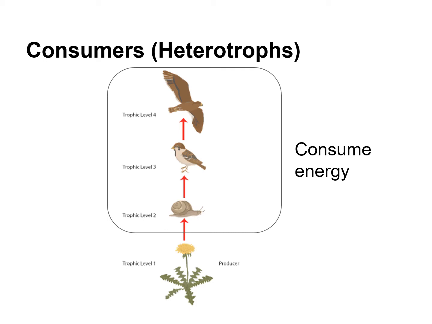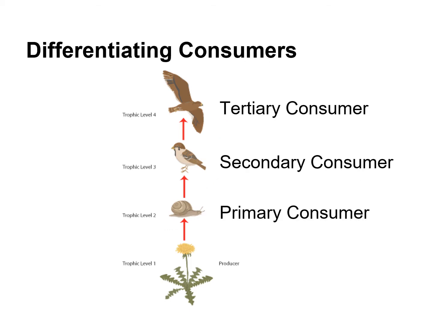Snails can't produce their own energy. They have to consume the flower. This bird right here can't make its own energy. It's going to consume the snail. This bird on top can't make its own energy. It's going to consume this other bird. Basically, these are animals that are going to have to rely on other sources for the energy that they need to survive.